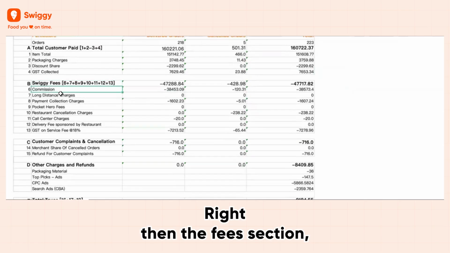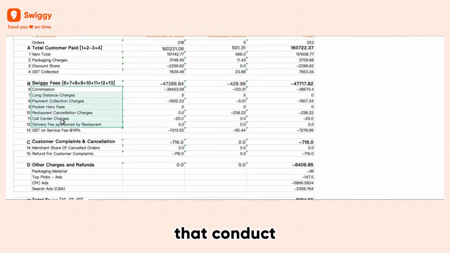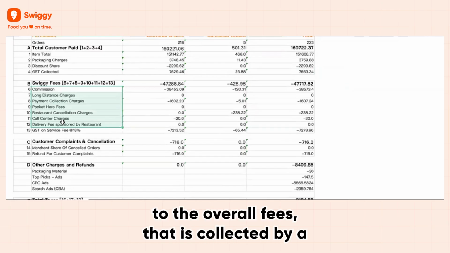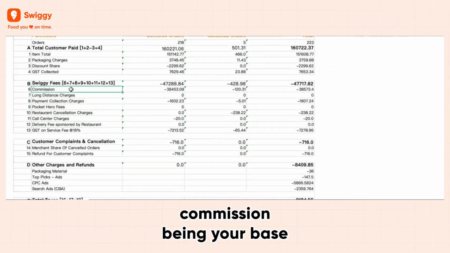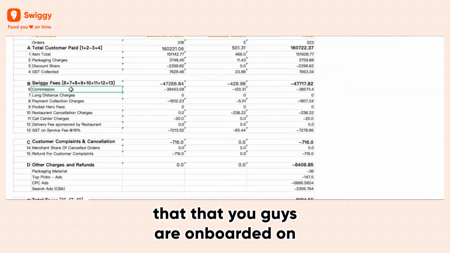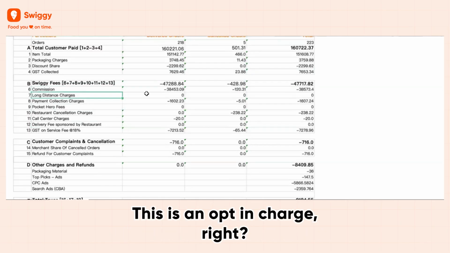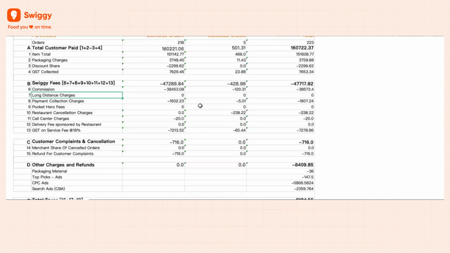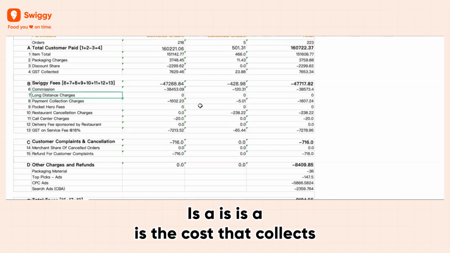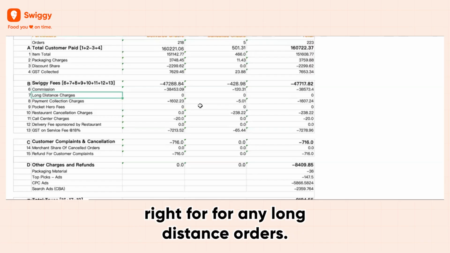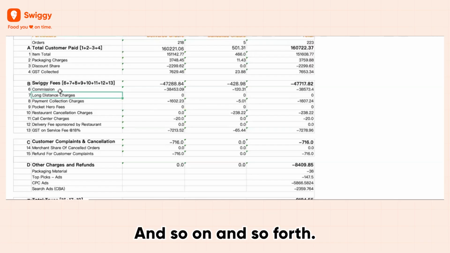Then the fees section. These are the various components that Swiggy collects that contribute to the overall fees collected by Swiggy. Commission is your base commission, the percentage commission that you are onboarded on. Then the long distance charges, which is an opt-in charge, essentially the cost that Swiggy collects for any long distance orders, and so on and so forth.